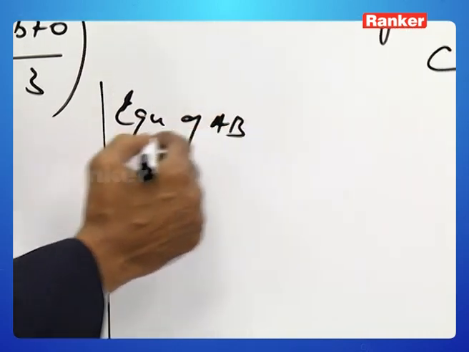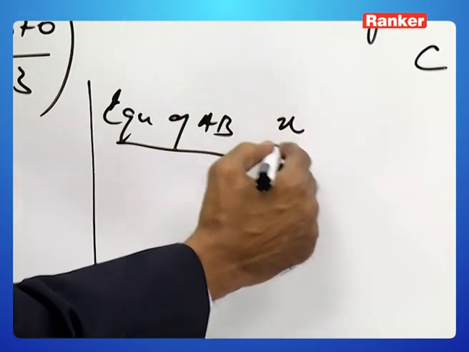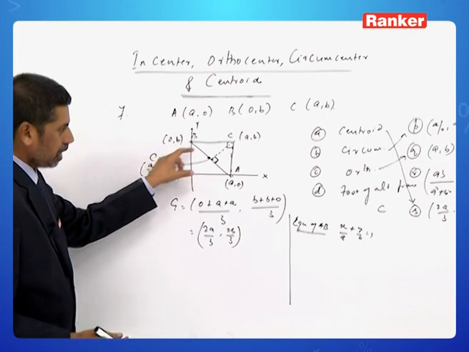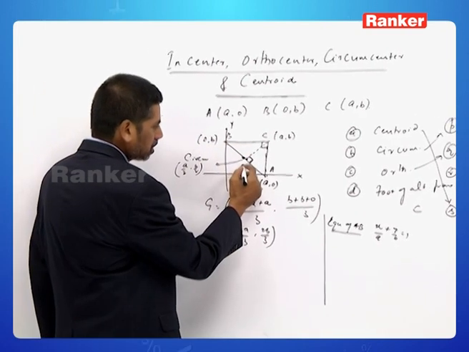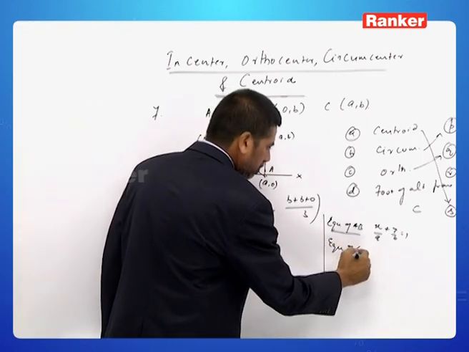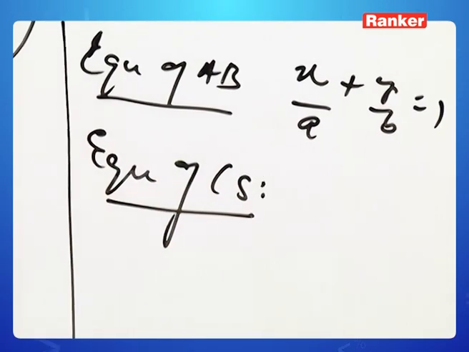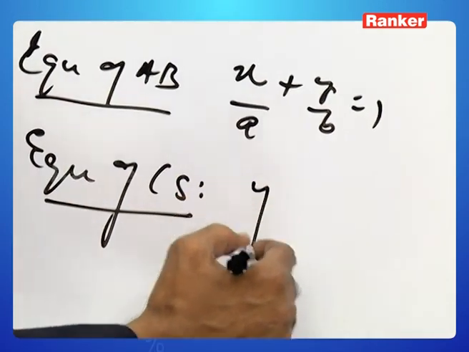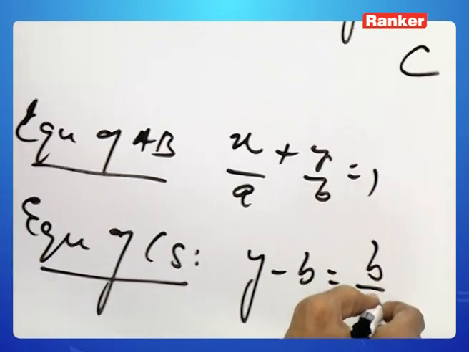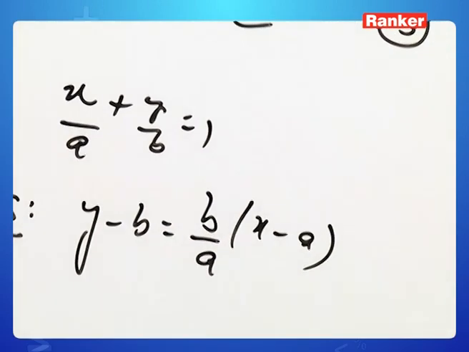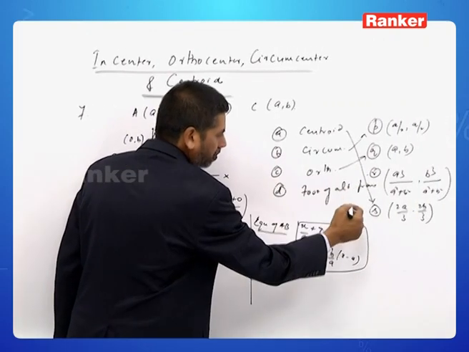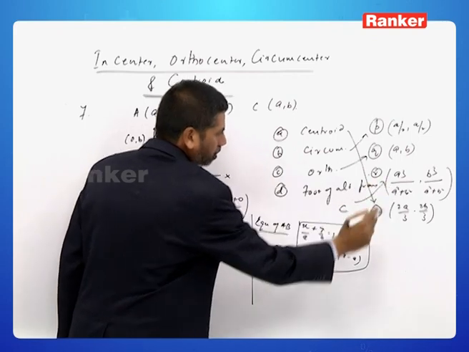Equation of AB will be x by A plus y by B is equal to 1, because the intercepts are A and B. And the equation of, let us say, CS will be y minus b is equal to, the slope of this is minus a by b, so it should be b by a into x minus a. So if you solve these two equations, that will take you to this option. So therefore, the foot of the perpendicular will be this one.